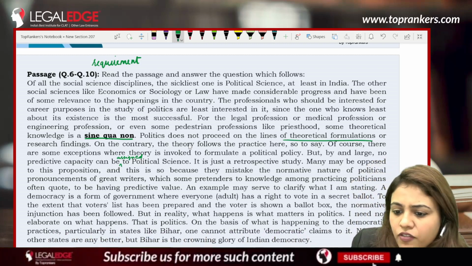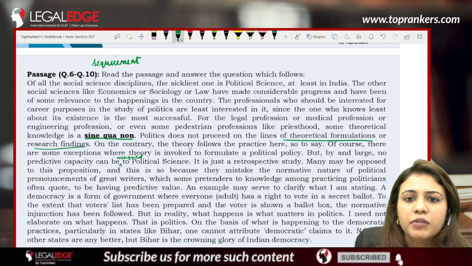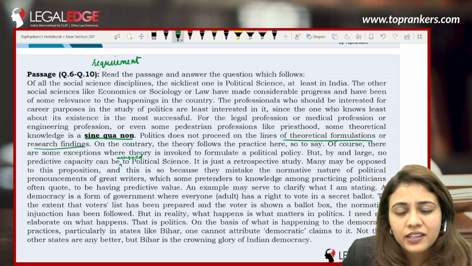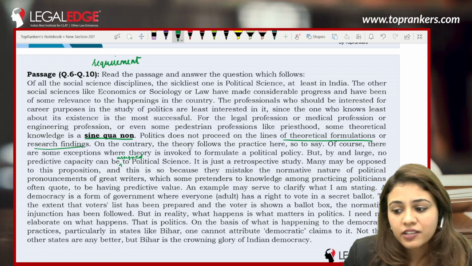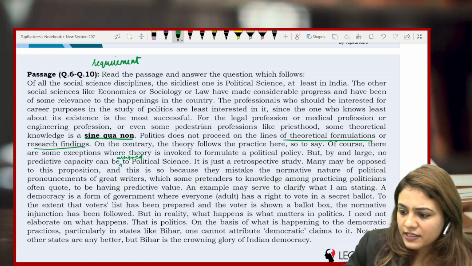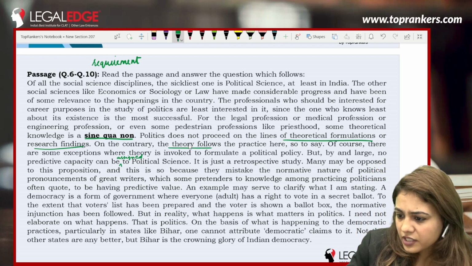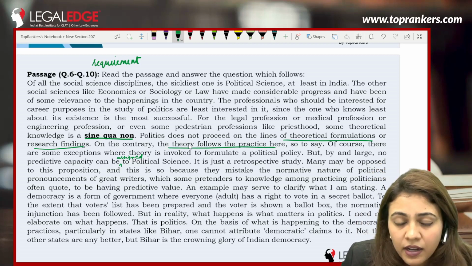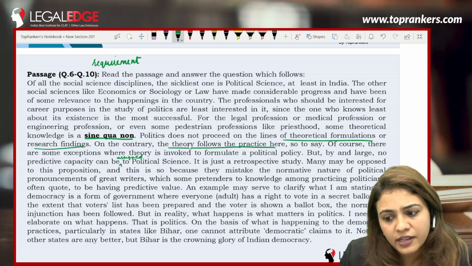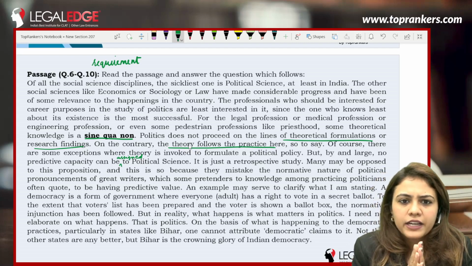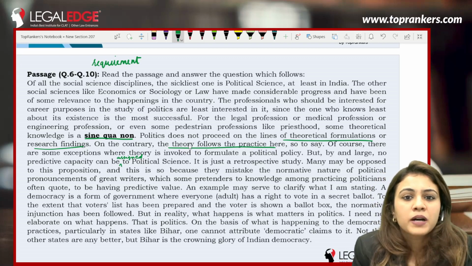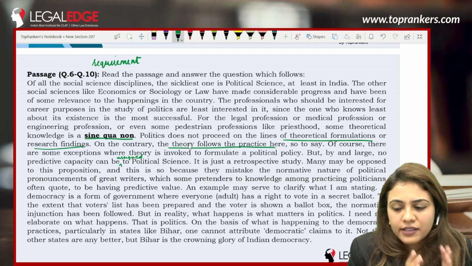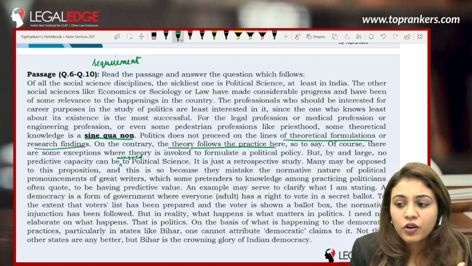Politics में theoretical formulations या research findings से काम नहीं बनता है. On the contrary, we see that practical things happening first and theory following it. So you can easily see it here. The theory follows the practice here. Of course, there are some exceptions when it comes to political science also, जहाँ पे हमें देखने को मिलता है कि पहले फॉर्मूला आया और उसके बाद उसका प्रैक्टिकल हमने देखा. But these are only some exceptional cases. It doesn't happen on a regular.